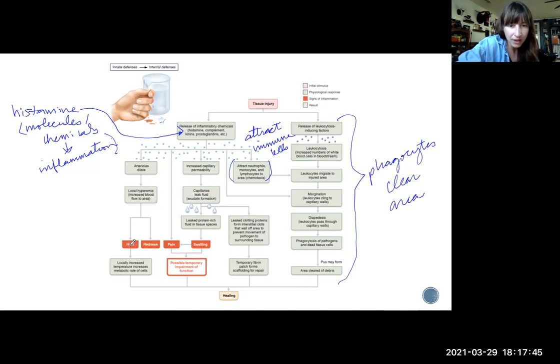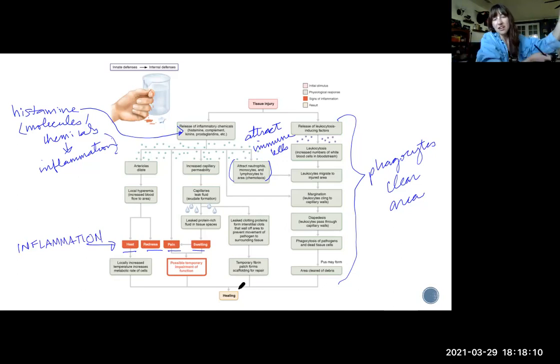Increase blood flow to the area. Here are your 4 factors that we associate with inflammation. That is what inflammation is. We form a scaffold, and that is basically laying the stage for healing. So from then on, you're basically rebuilding the damaged tissue.